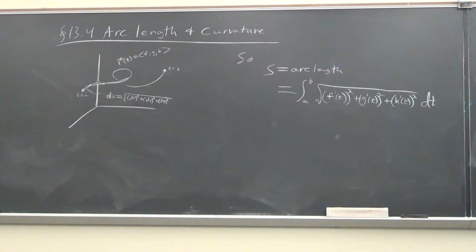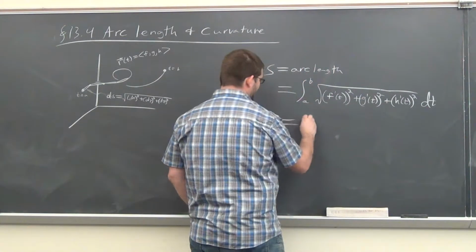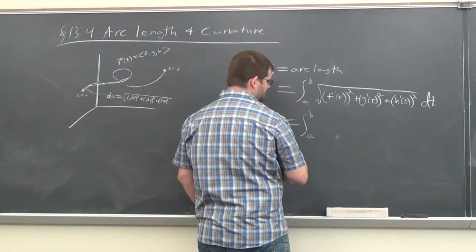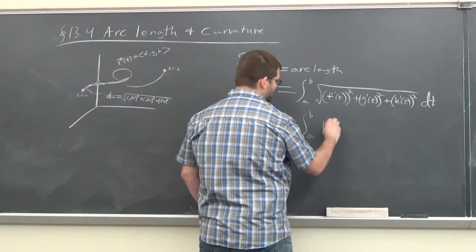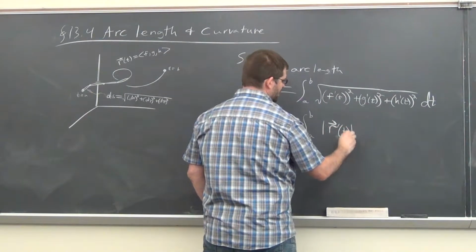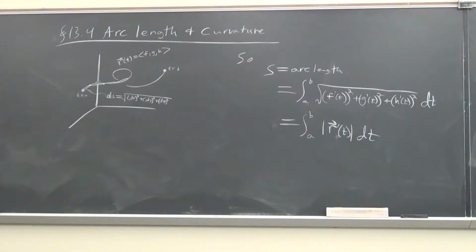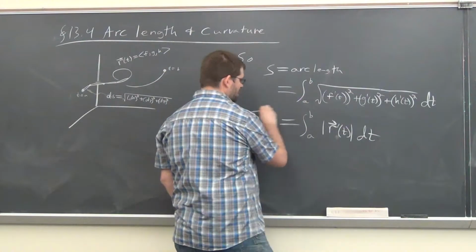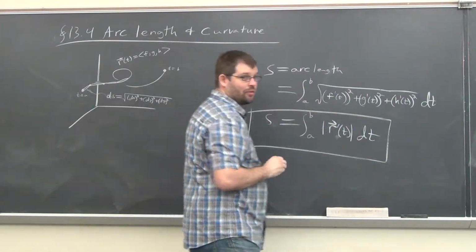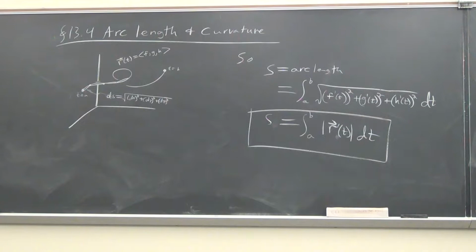I suppose you could memorize that formula, that's fine, but you should also really think of this as the following. This is the integral from a to b of the magnitude of the derivative of r. If you take the derivative of r, it's f prime, g prime, h prime, so its magnitude is exactly that thing right there. And so, I'll put a box around this one. This is really how you should memorize that formula, a nice compact version, and then come up with the other piece if you need to on the fly.